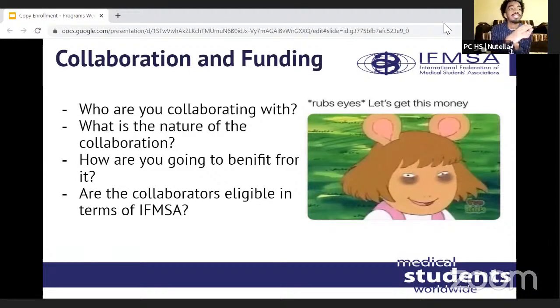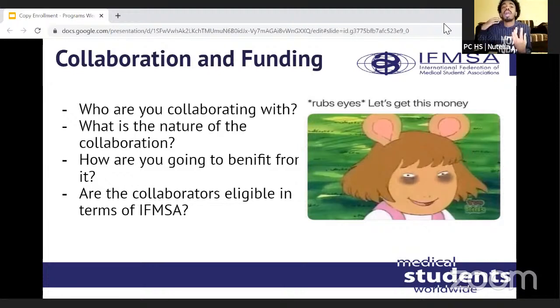Are there particular stakeholders who are interested in supporting or sponsoring your activity? And then what is the nature of this collaboration? Are you providing them with human resources? Are they providing you with money? Are they providing you with logistics? Are they providing you with materials, resources, or inputs?